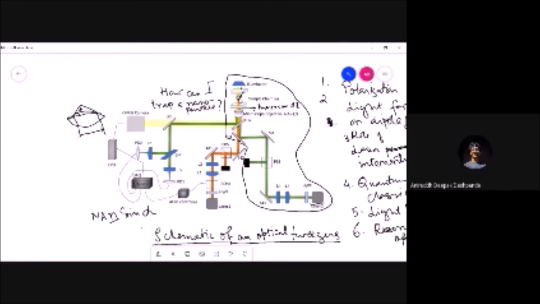Sir, and what's the typical waist size of the beam in your lab? Lambda, smallest. Lambda divided by NA. So I can tell you what we had in the lab with 1064. We measured about a micron, less than a micron, just about a micron.